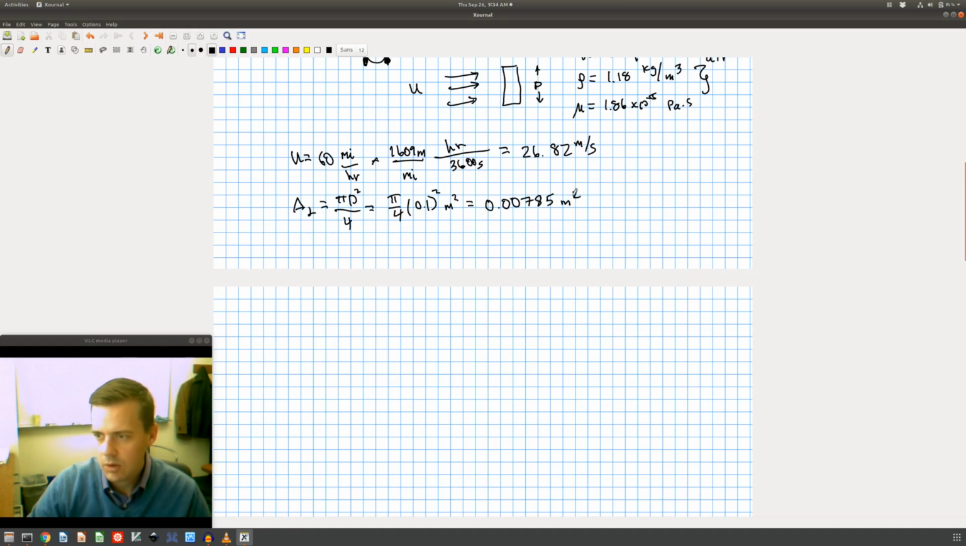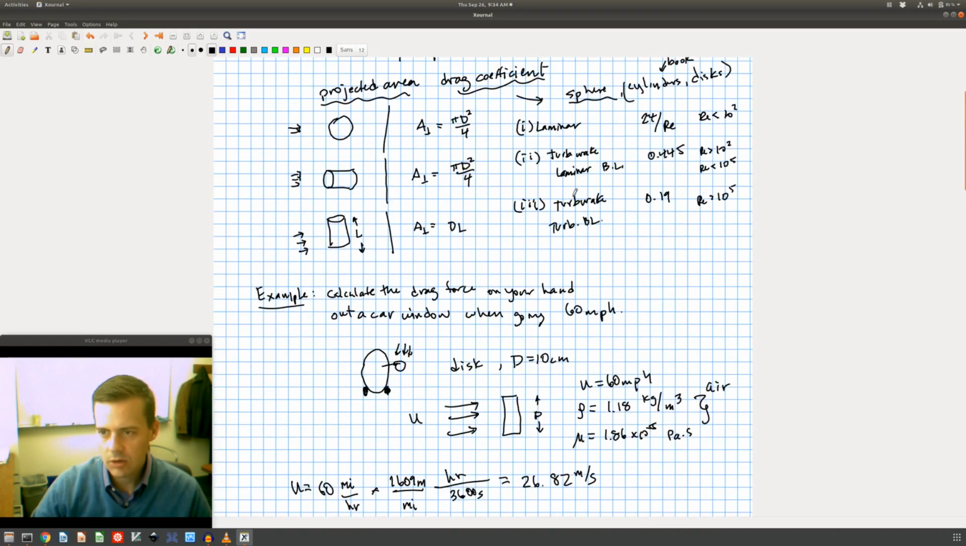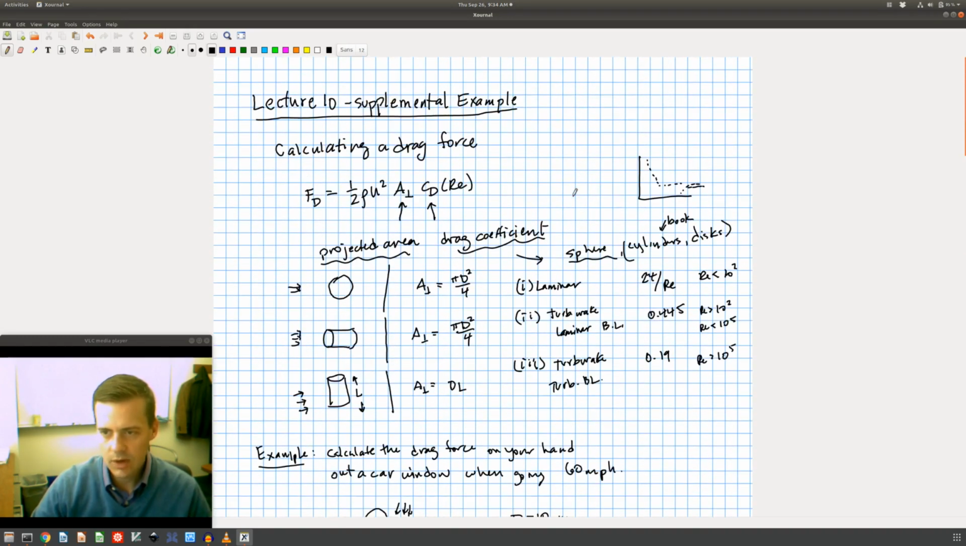0.00785 meters squared. Okay, so now how do I go about calculating? I have these quantities that are useful. So now I need to calculate the drag force. I have 1/2 rho u squared, A, and the only thing I need to do is calculate the Reynolds number first, use the Reynolds number to decide which region I'm in. Then I can find the drag coefficient on my table, except it won't be the sphere, it'll be the disk version, so we'll go look those up.